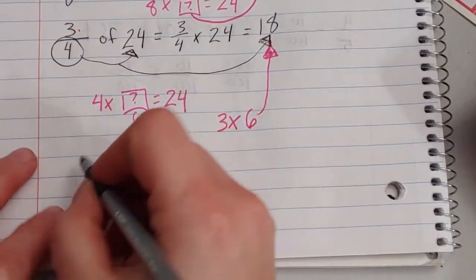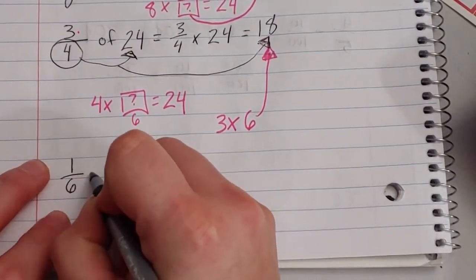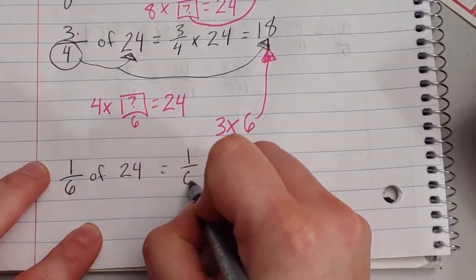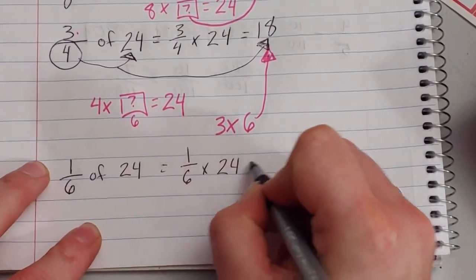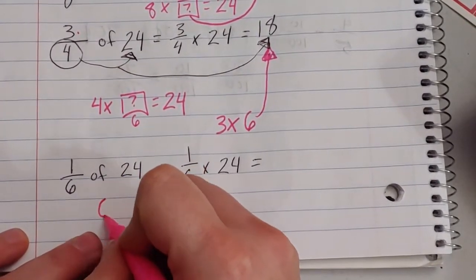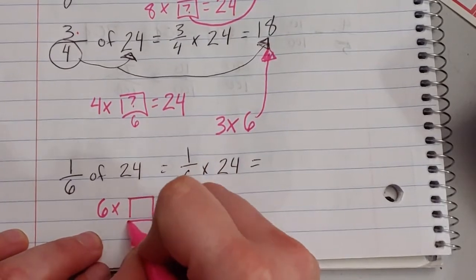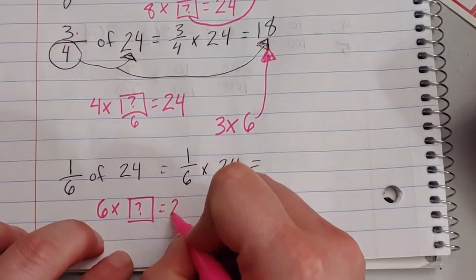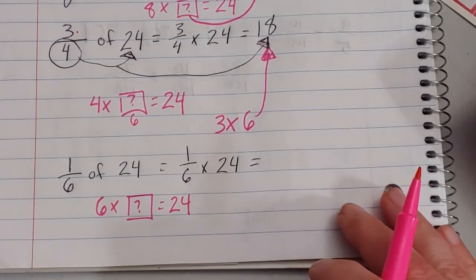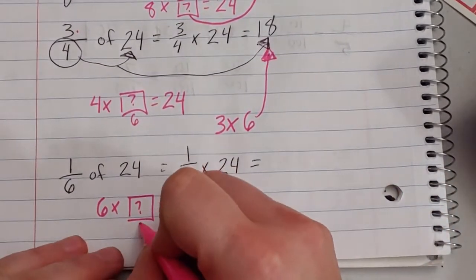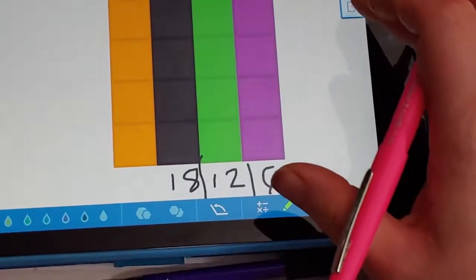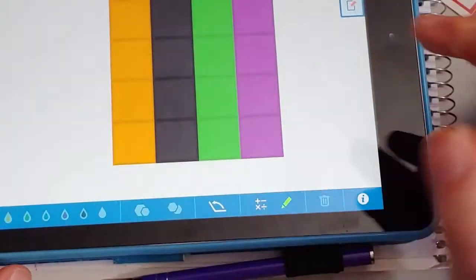So, 1/6 of 24. Let's see. So thinking, using our strategy from before. So 6 times something gets us 24. 6 times what gets you 24? Oh, 4. Let's see if you're right. Here's our 24 blocks.